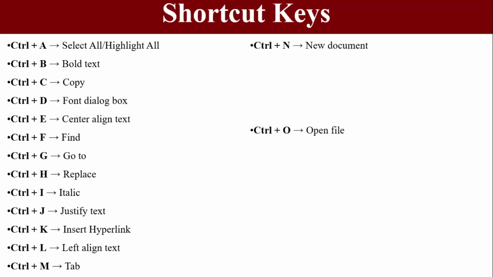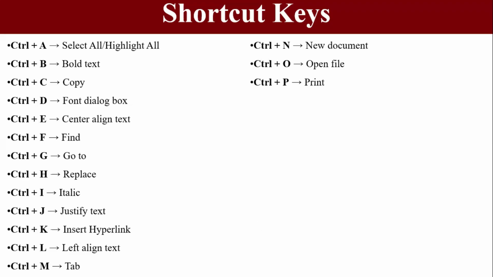So then we also have Control O, which is open a file. Maybe you are working on a document. Instead of minimizing, then going to your desktop, searching and looking for the folder where you want to open another document, by just clicking Control O you can open an existing file. Instead of minimizing and going to where that existing file is, you can just click Control O so that you can open an existing file.